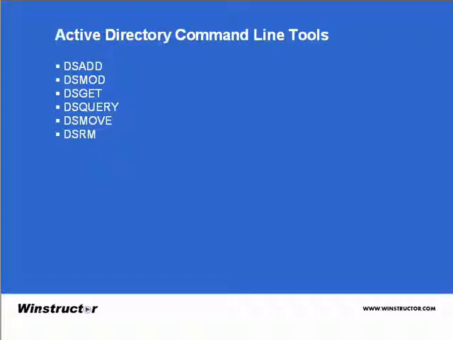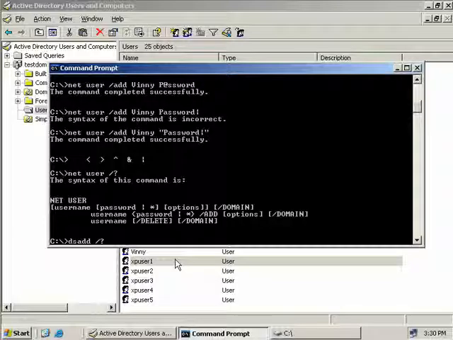dsget displays information about the objects you have stored in Active Directory. dsquery is used to query Active Directory objects that match a certain criteria. dsmove obviously moves objects from one container to another. And lastly, we have dsrm, and that's used to remove objects or a complete subtree of objects from Active Directory. So the first command we're going to take a look at is dsadd.